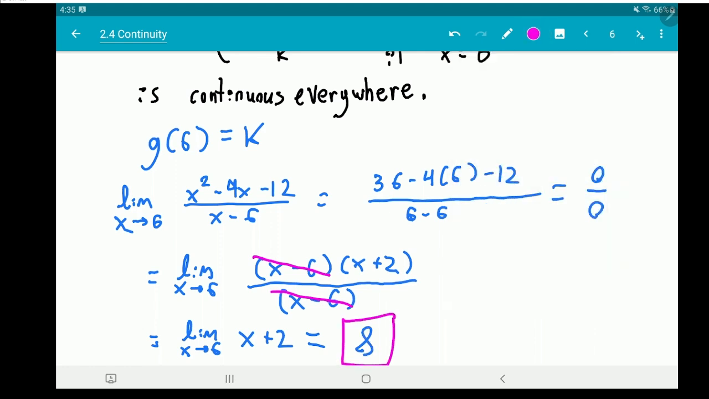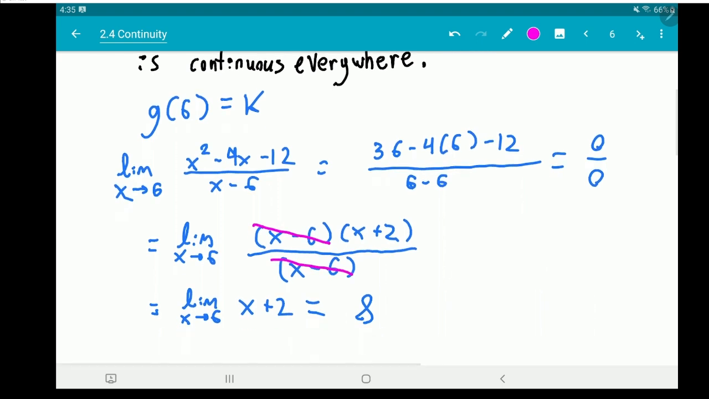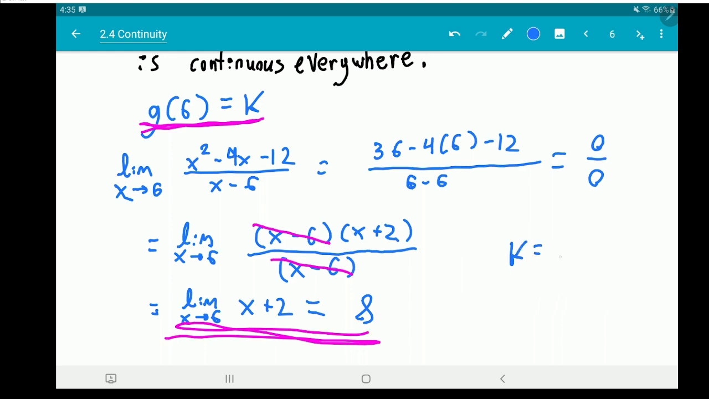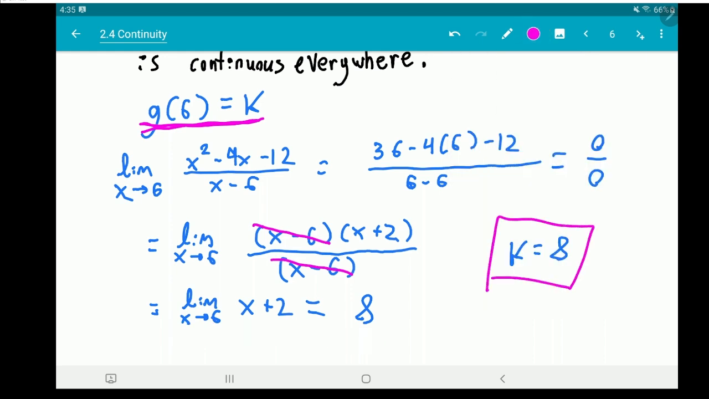So I have 8 here, and I want to be a little bit careful. I'm not quite done yet. But what I need to do is I need to set the function value equal to the limit value. And so now I can say k is equal to this limit value, which was 8. And that is my final answer.